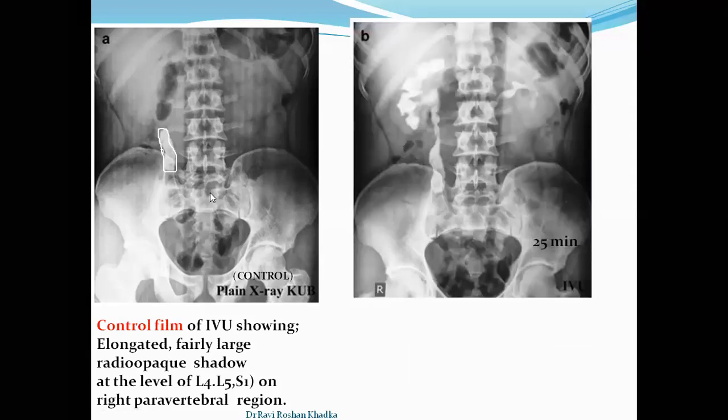Let us see the 25-minute film of the IVU. What we can see over here is the stone. You can see above the stone, the ureter is dilated, and also the calyx is dilated.